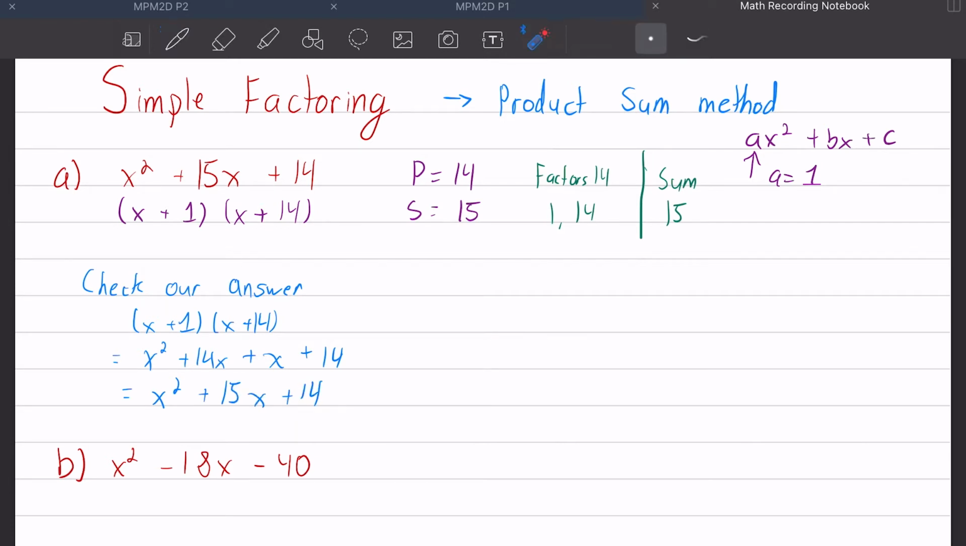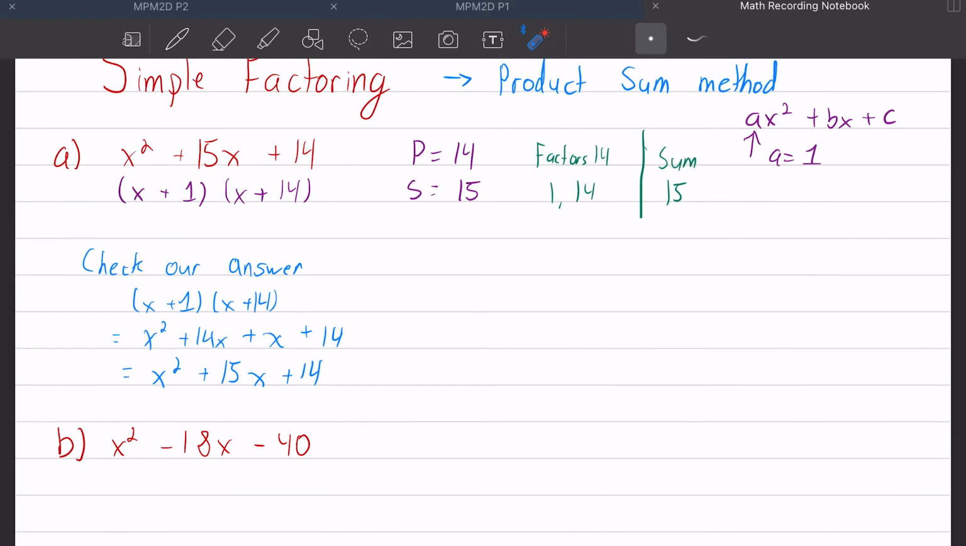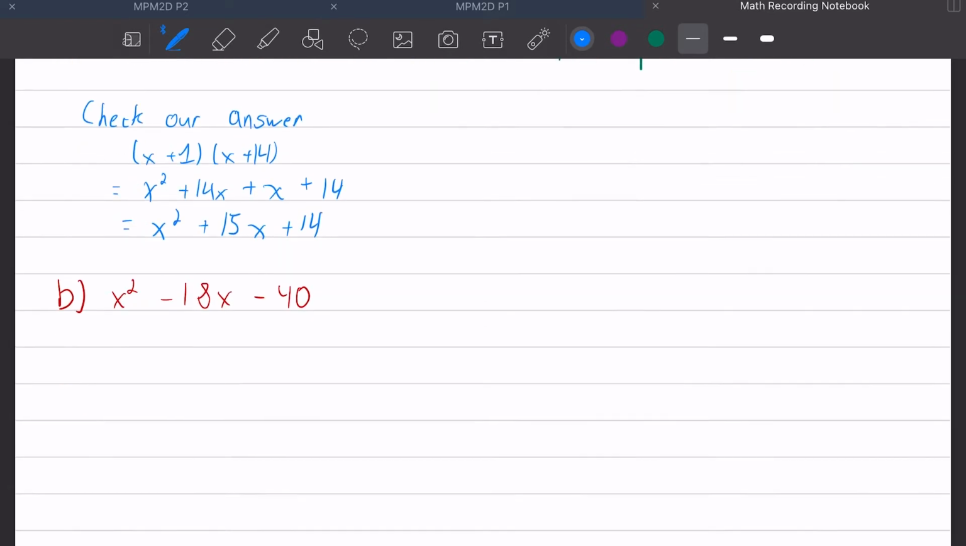As you can see, our checking answer is the exact same as what we started with. Therefore, we did our factoring properly. You can do this anytime you're not quite sure if you did your factoring right. This is a great way to practice checking to make sure you did everything right. And if something seems off and this wasn't the same as what you started with, you can ask for help and we can build on from that. So let's try another example of simple factoring.